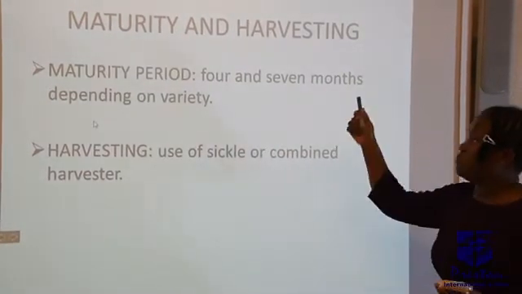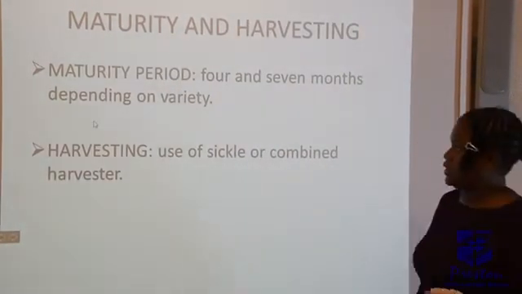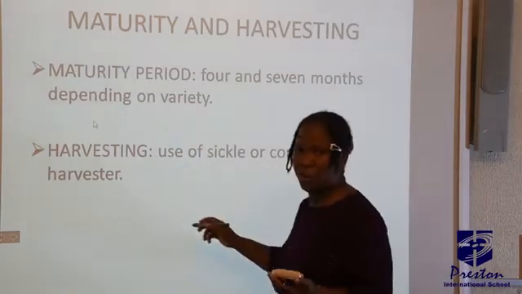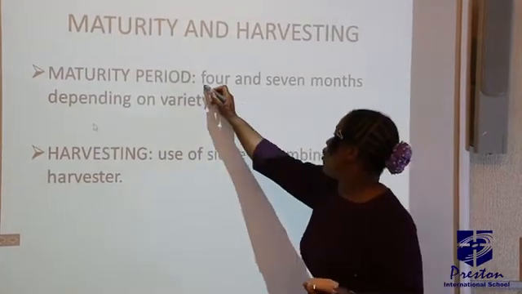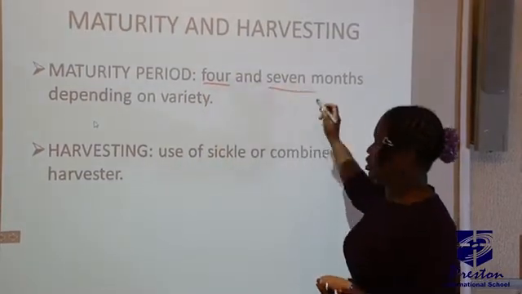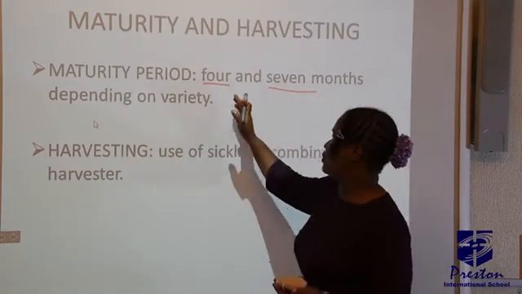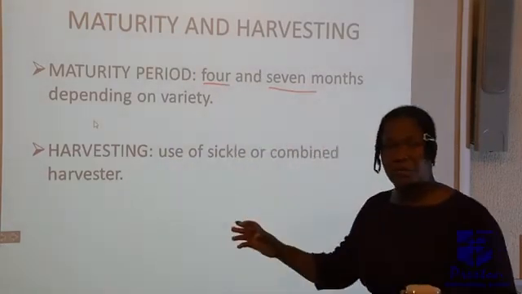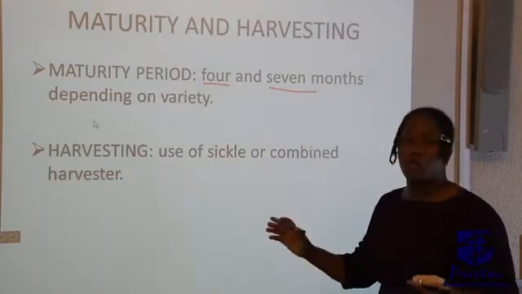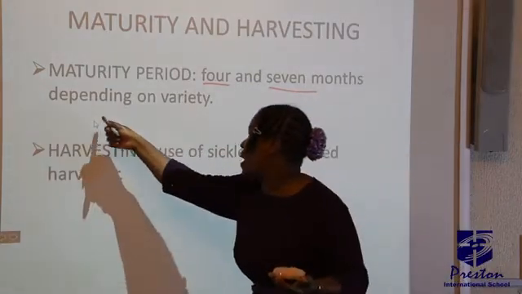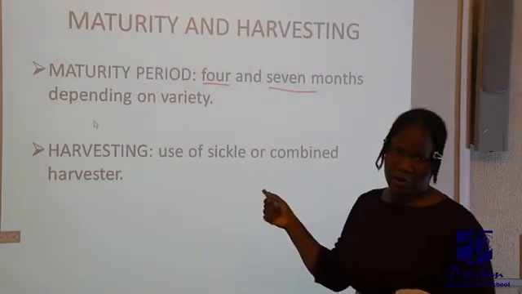Now, let's look at maturity and harvesting. The maturity period of rice is 4 to 7 months. We have some that will mature by the 4th month, and we have some that will mature by the 7th month, depending on the variety.